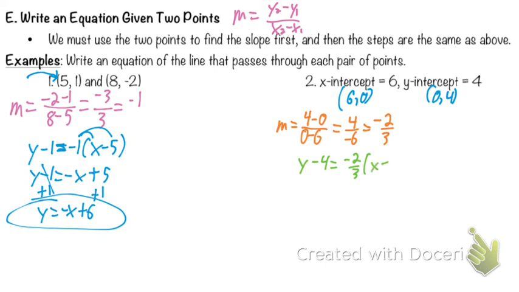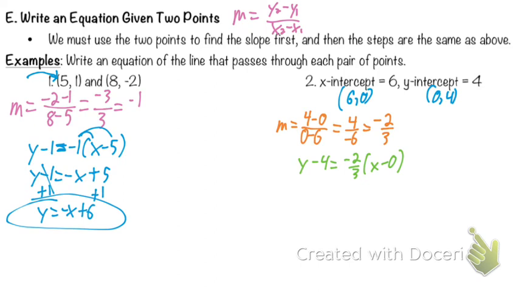y minus 4 is equal to negative 2 over 3 times the quantity of x minus 0. So Eli chose the point (0, 4). Eli also could have chosen (6, 0) if he wanted, but he chose the point (0, 4). Either point would have been fine. Either point would get us the right answer.